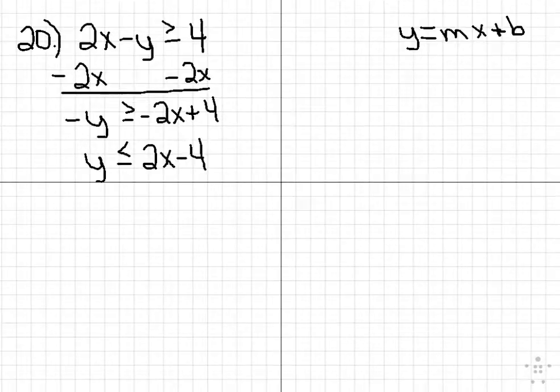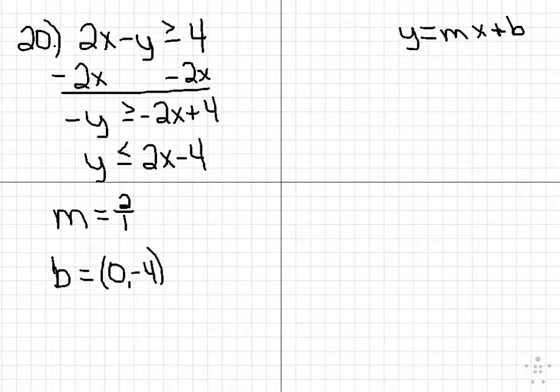So there it is. So my m is equal to 2, or 2 over 1. And my y-intercept, my b value, is negative 4, so (0, negative 4). So this crosses at negative 4, so 1, 2, 3, 4. It crosses the y-axis at negative 4. And then from there I'm going to rise 2, 1, 2, and run 1, right there. Now this does have an equal sign with the greater than symbol. So I'm going to have a solid line.